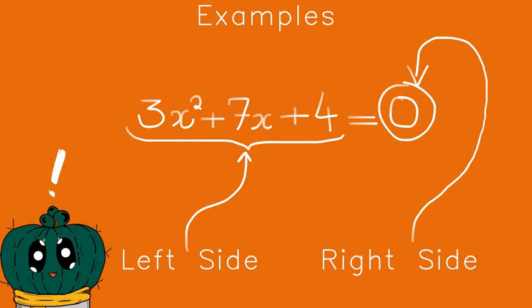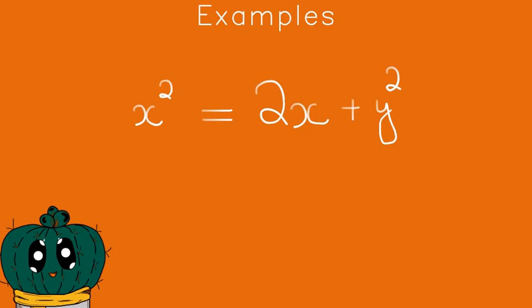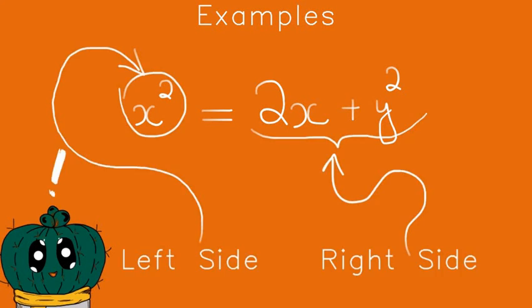Good. Now let's go on to our second example. We have x squared is equal to 2x plus y squared. All you have to do is find out what the left hand side is and what the right hand side is. First, find the equality sign. You found it. Now everything on the right is the right hand side and everything on the left is the left hand side.